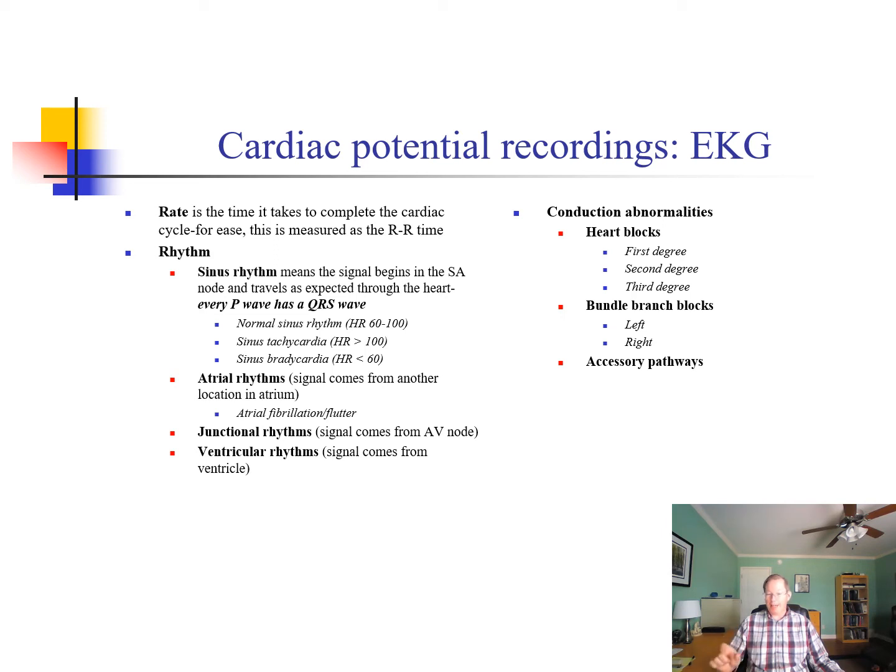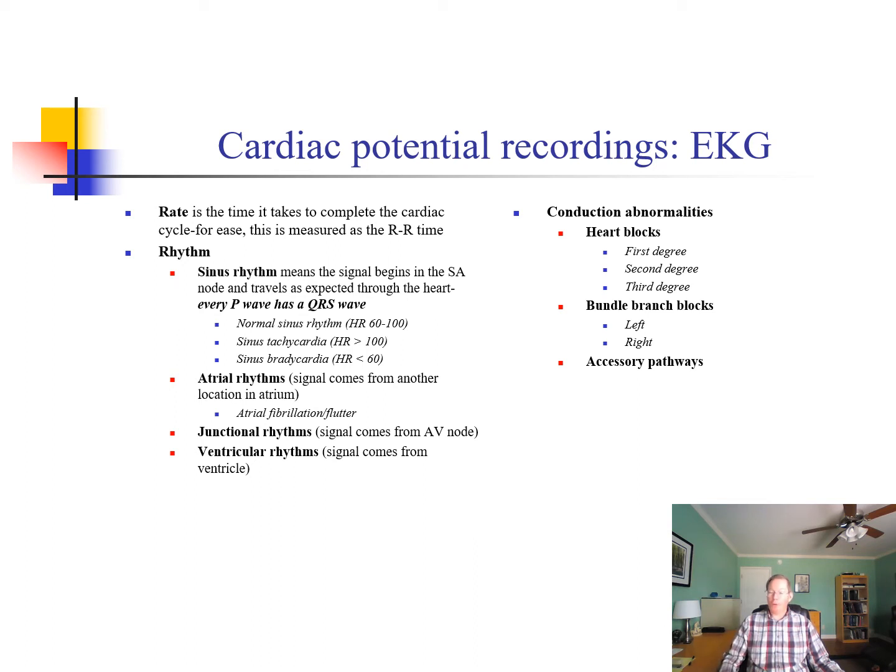If the rate of this sinus rhythm is between 60 and 100 beats per minute, we call it normal sinus rhythm. If it's faster than 100 beats per minute, we call it sinus tachycardia, for fast heart rate. And if it's less than 60, we call it sinus bradycardia, for slower heart rate.